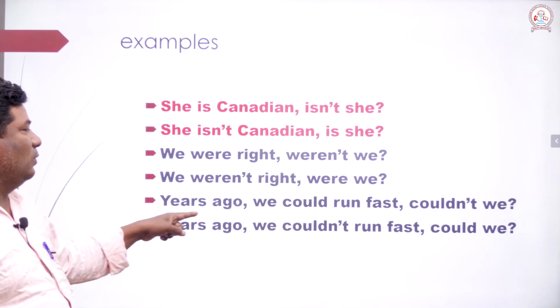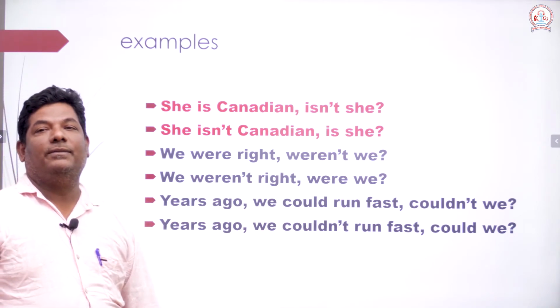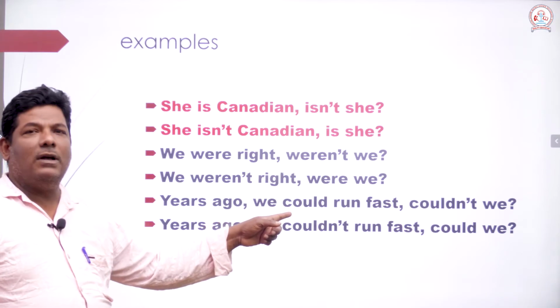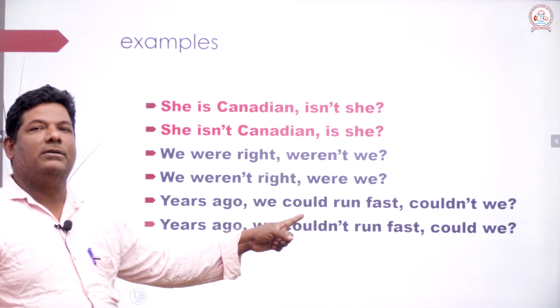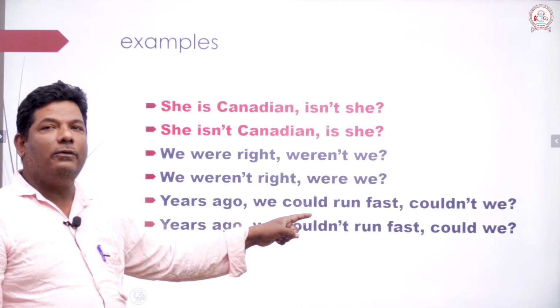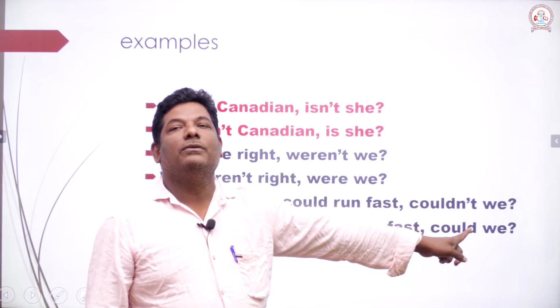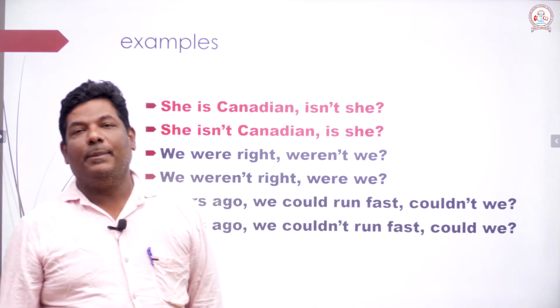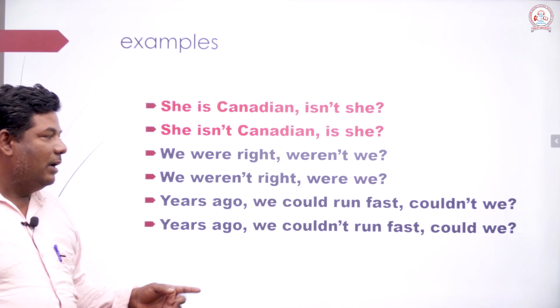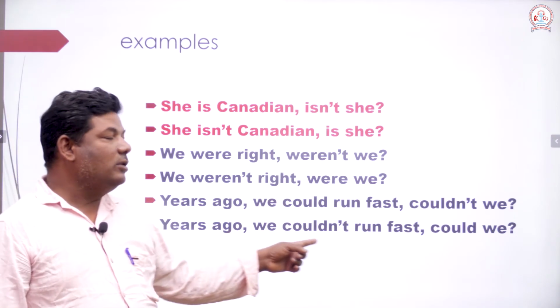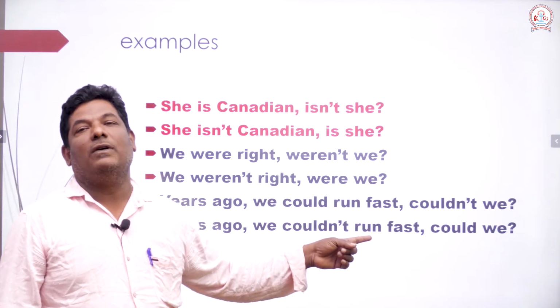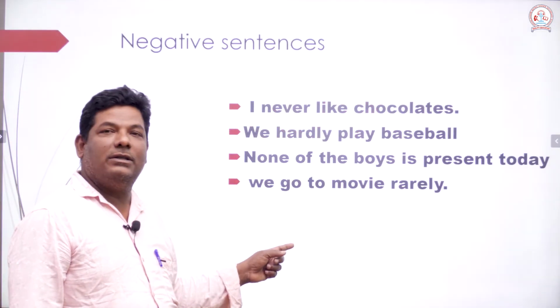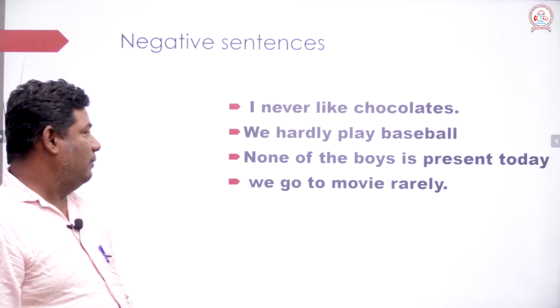Years ago, we could run fast. Past tense, we could run fast. It's a positive sentence. Therefore, we write the negative tag: couldn't we, right? Again, the same sentence in negative form: years ago, we couldn't run fast. It's a negative sense. Negative is giving negative, right?